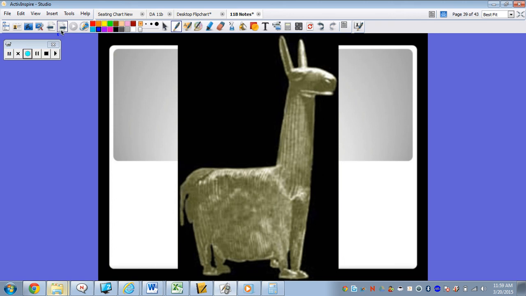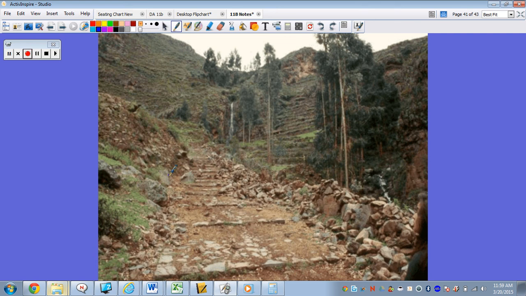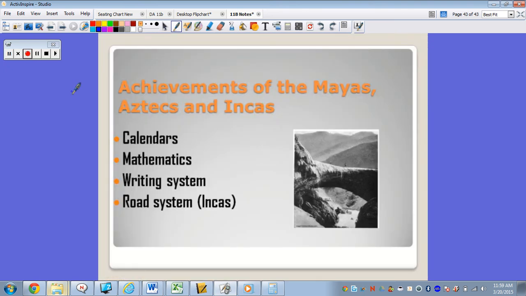Now, not that. They are crude roads. They're not roads that I necessarily want to drive on, but they are roads nonetheless. When you're in a mountainous area, anything is helpful. Steps to go up the side of a mountain. Again, not the greatest, but something to help make travel a little easier. Bridges across areas.